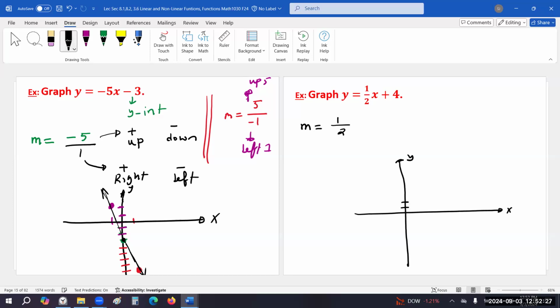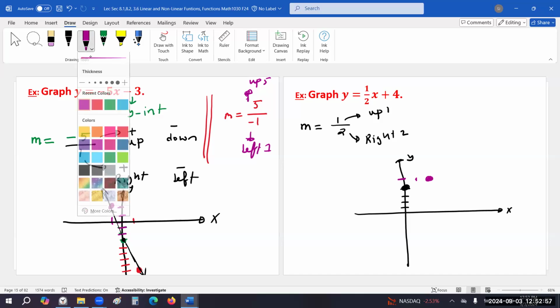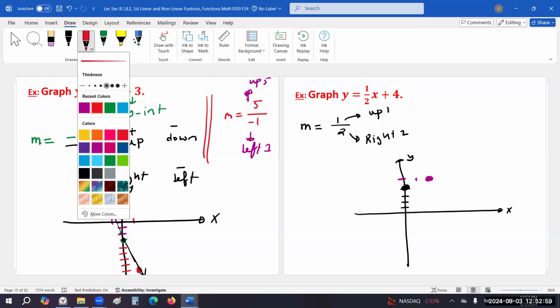So 1, 2, 3, 4. At 4, we plot our first point. And then how do we walk the slope? 1 which way? Right 2. So we go 1 up, then 2 right, and we stop. But let's say I also want to walk backward.